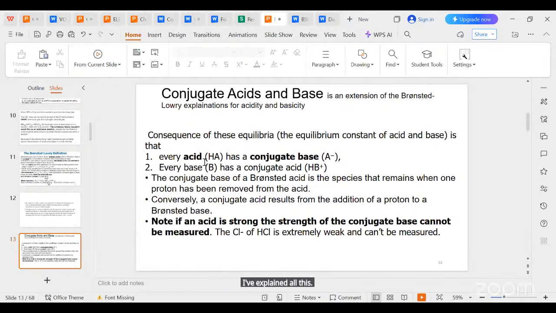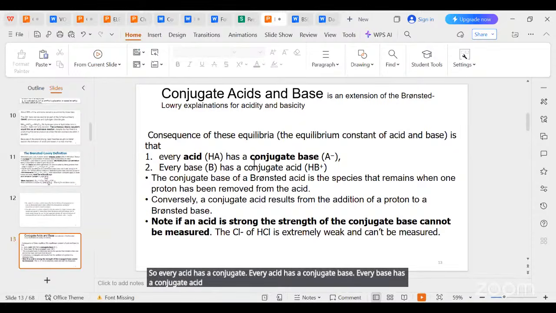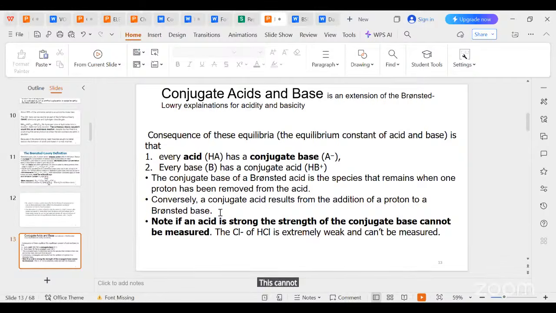So every acid has a conjugate base. Every base has a conjugate acid. And Brønsted-Lowry theory is what enables us to understand this concept. If an acid is strong, the conjugate base cannot be measured.